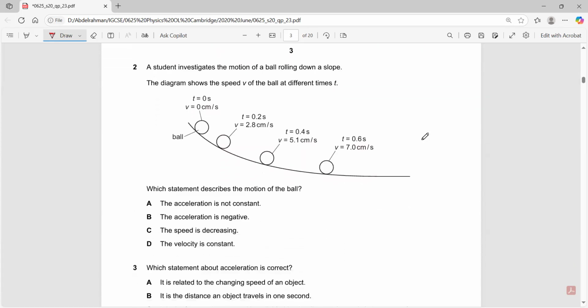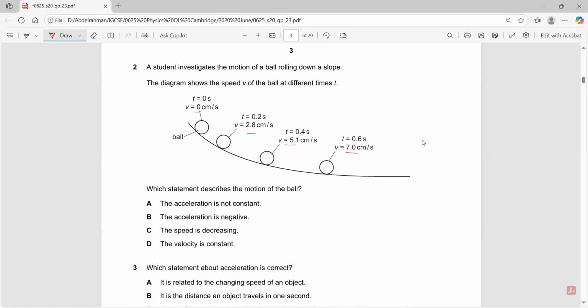Question 2. Which statement describes the motion of the ball? As the ball is moving downwards, speed is increasing: 0, 2.8, 5.1, 7.0. So the acceleration is not constant. Is it constant or is it not constant?